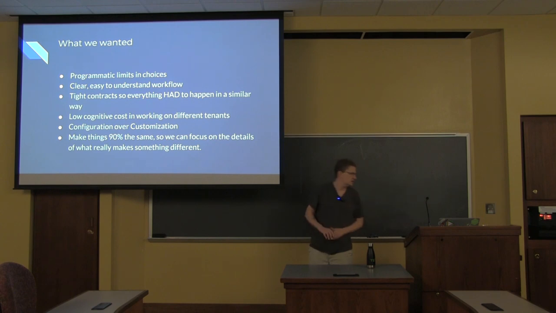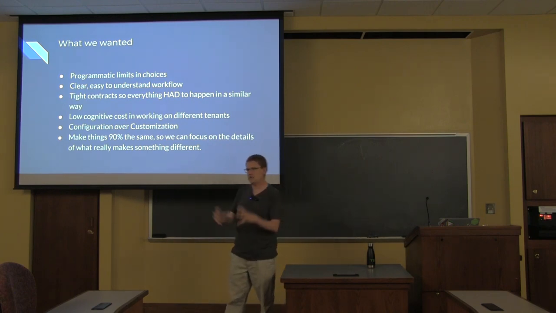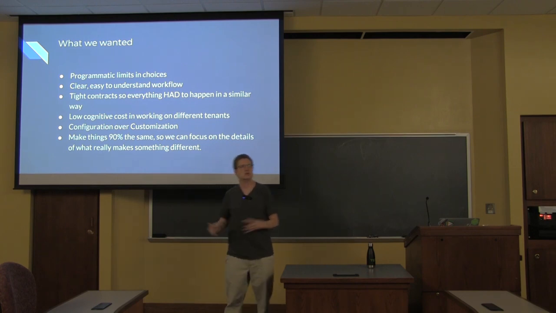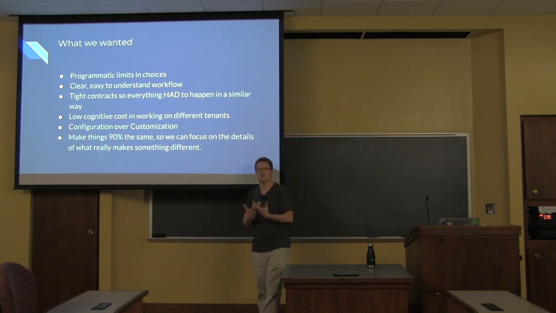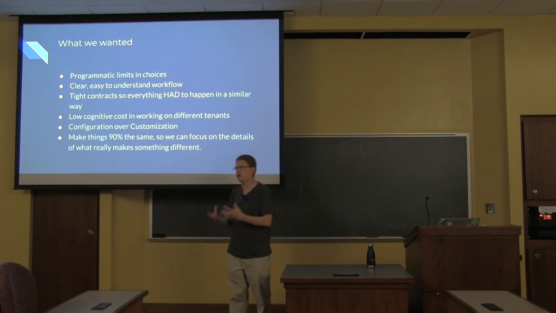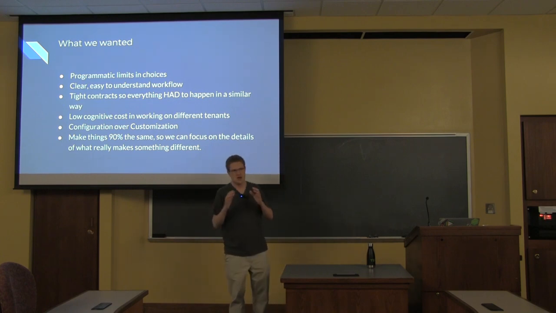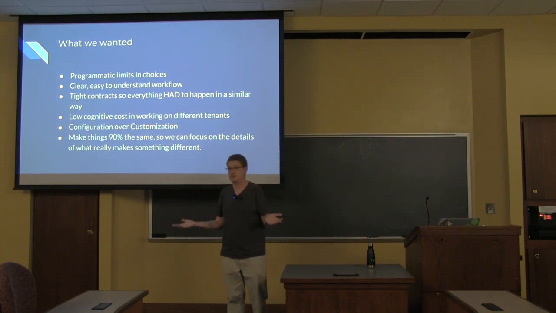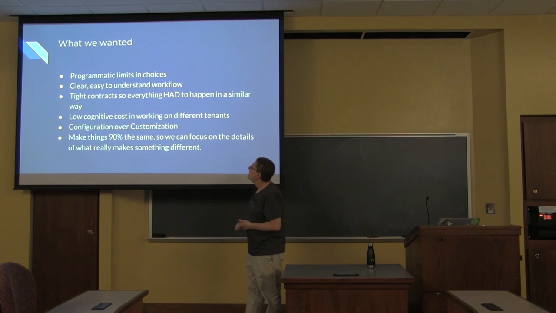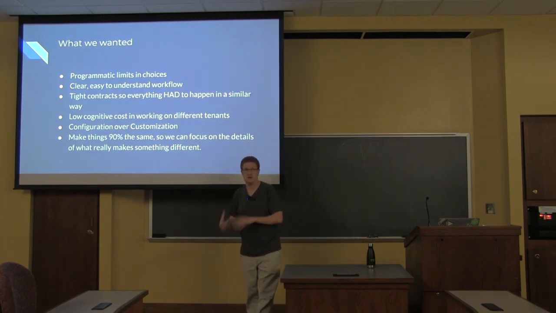And what we wanted was to limit choice. We wanted to limit what you could do in the system as a whole, in the workflow. Limit which steps you could take. But that workflow had to be very clear. You could just read it top to bottom. It's like six things, honestly. That's what it does. And we wanted to have contracts that you had to adhere to, right?